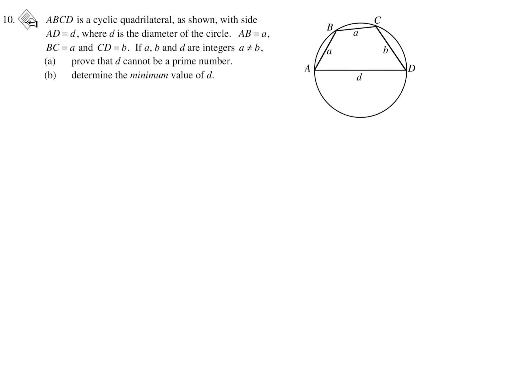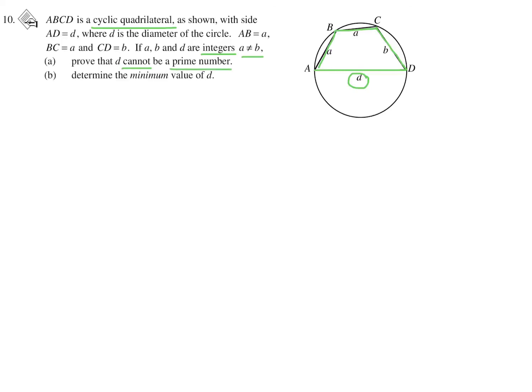ABCD is a cyclic quadrilateral, as shown, with side AD equal to D, where D is the diameter of the circle. AB is equal to A, BC is also equal to A, and CD is equal to B. A, B, and D are integers, and A cannot be the same as B. Prove that D cannot be a prime number.